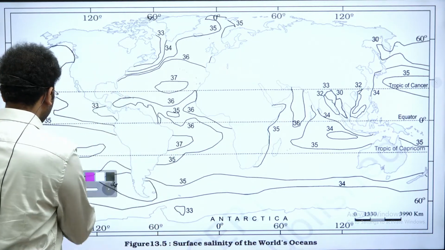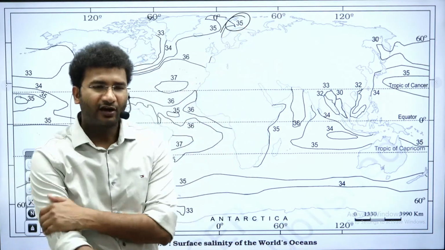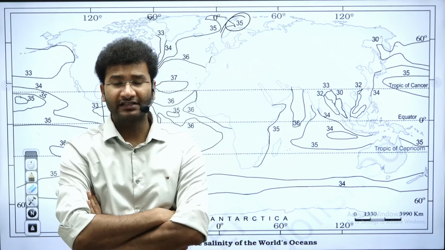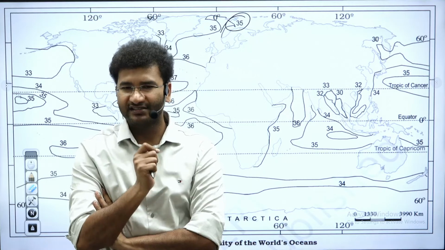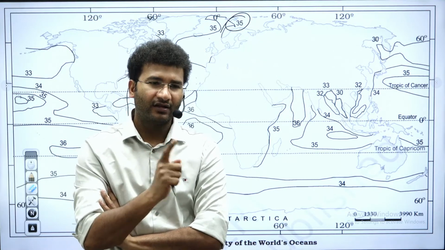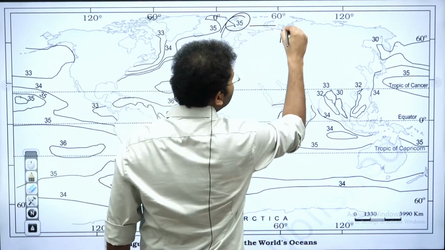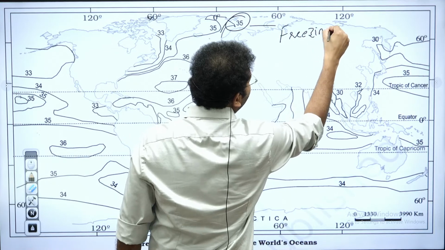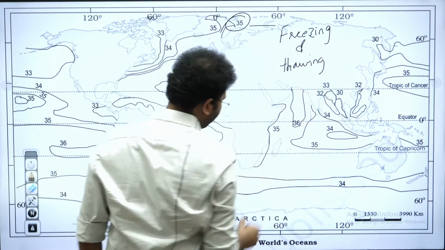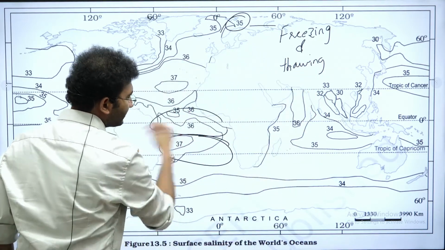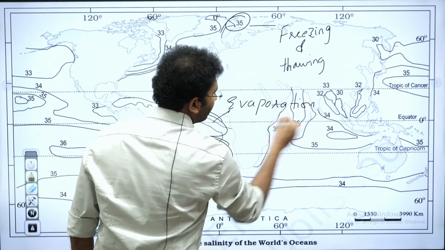Right? For example, you imagine किसी ने आपसे पूछा, अरे यार यहाँ पे salinity क्या होगा? यहाँ पे तो temperature कम है, but लेकिन salinity भी तो कम होना चाहिए. It's not like that, because you cannot decide salinity on the basis of one single factor. When it comes to polar region, the dominating factor is freezing and thawing. When it comes to equatorial and subtropical region, it is evaporation. Right?